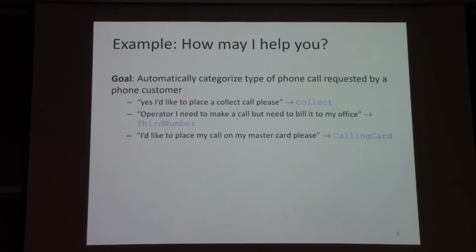So let's say you pick up the phone and you say, I would like to place a collect call, and it has to be transferred to a service called collect call. So it has to be labeled collect. This is even more funny: you have to talk to something called an operator, and you want to say that you want to make a call, but you need to bill it to my office. Then it has to be transferred to this service called third number. You'd like to place a call on your MasterCard, then it has to be transferred to this desk. I should update this. But you see the point. You say something, and based on what you say, it has to go to a different service.